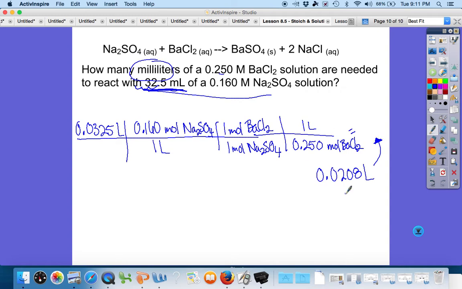So that's our volume in liters, but we're asked to state our volume in milliliters. So we need to convert liters to milliliters. So multiply by 1,000 or move your decimal 3 places to the right, which would give us 20.8 milliliters.